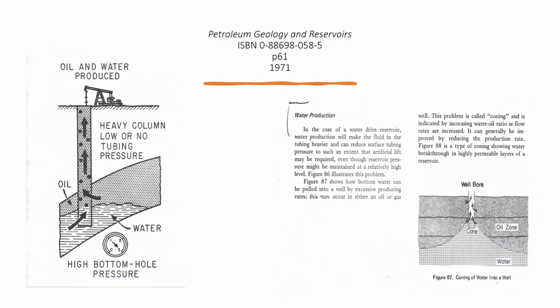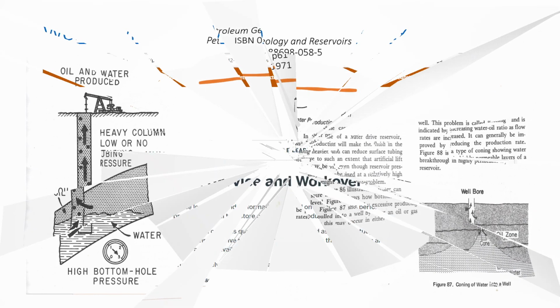Figure 87 on the right shows how bottom water can be pulled into a well by excessive producing rates. This may occur in either an oil or gas well. The problem is called coning and is indicated by increasing water-oil ratio as flow rates are increased. It can generally be improved by reducing the production rate.